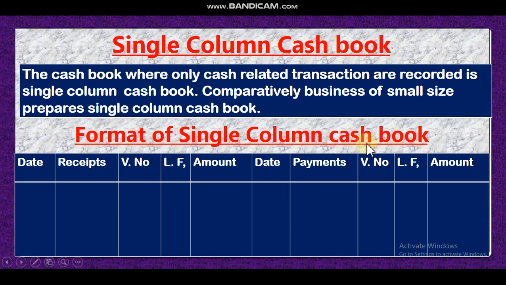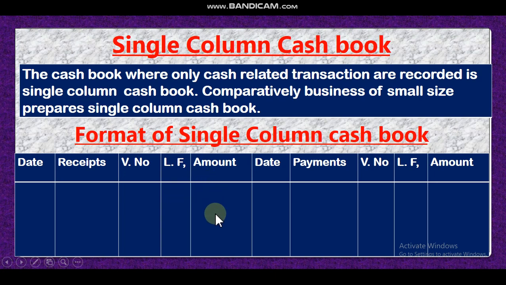The format of single column cash book is like this: date, receipt, voucher number, LF, amount. And date, payment, voucher number, LF, and amount on the credit side. Under date, you will write the day you receive the money, then here the source from which you receive the money. If the voucher number is given, you will write it here. LF, in practical life, will be filled in the back end, and the amount will be here.